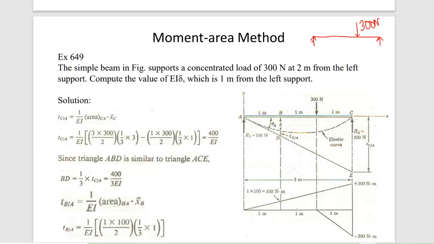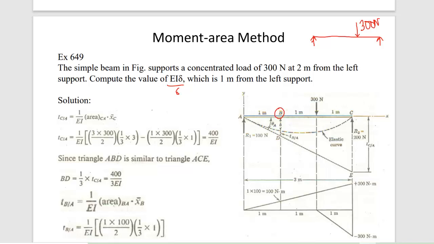So they want to compute the value of EI del, indirectly the del value, right? Which is 1 meter from the left support. So ultimately at point B, they want to calculate the deflection.